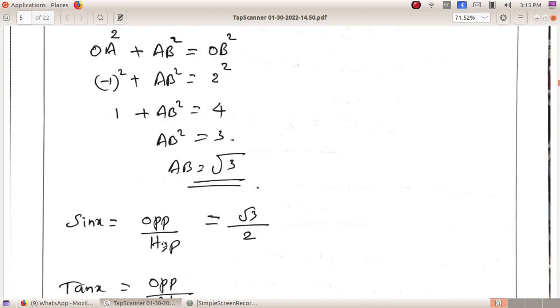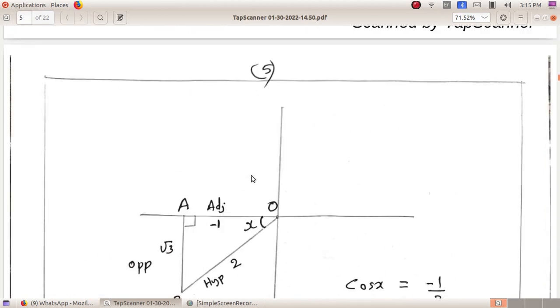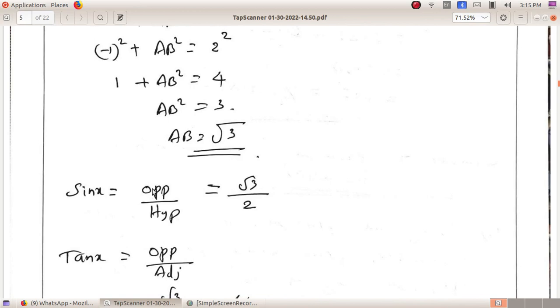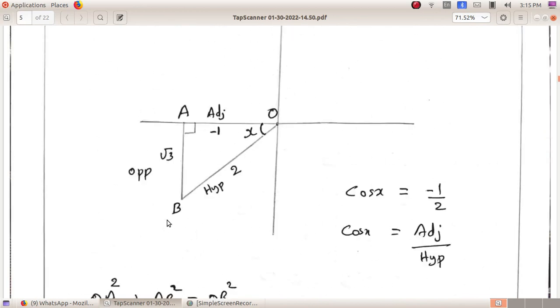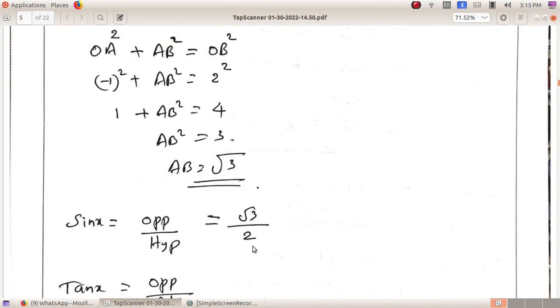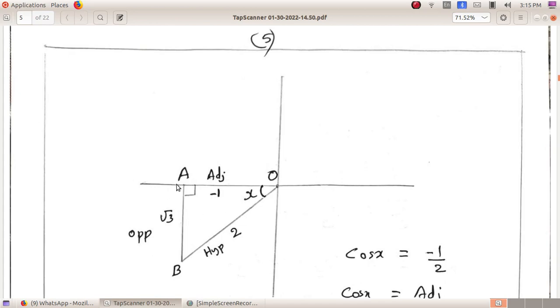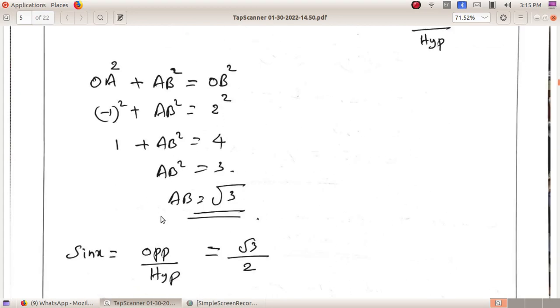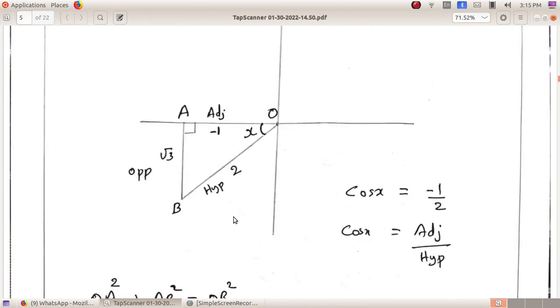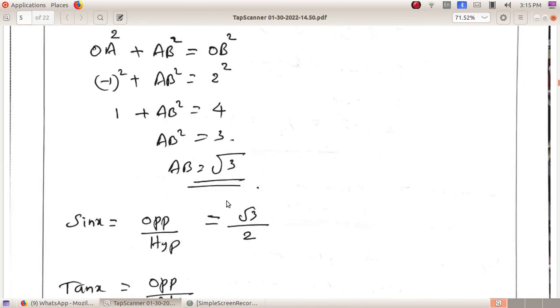Then we have to find sin x and tan x. What is sin x? Sin x means opposite side by hypotenuse. What is the opposite side? The opposite side is this one, root 3. The hypotenuse is 2. That is root 3 by 2. Here root 3 is in the downward direction. Therefore, root 3 can be taken as minus root 3. So you have to put minus here: minus root 3 by 2. This is the answer. Why minus? Because this is the downward direction. So minus root 3 by 2.